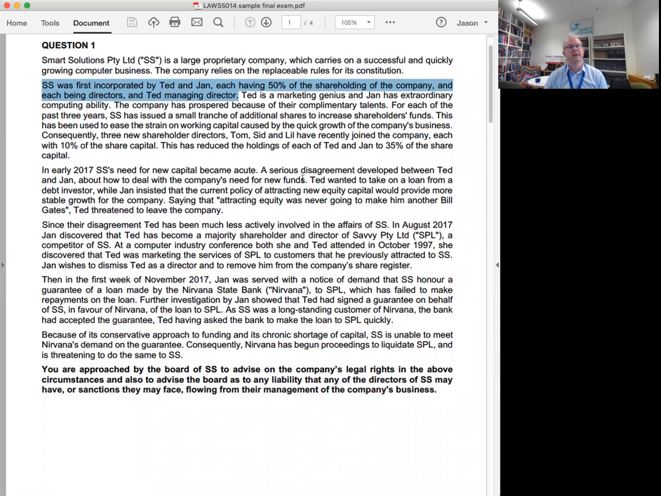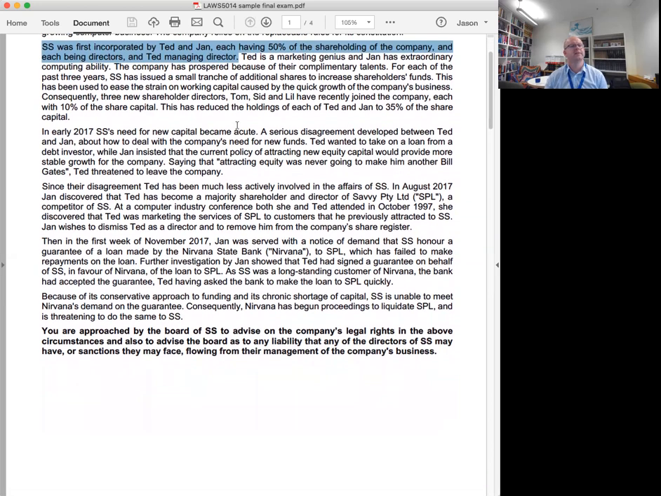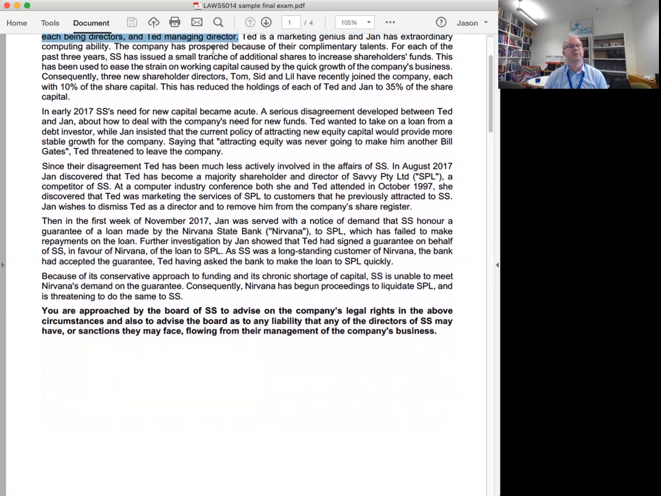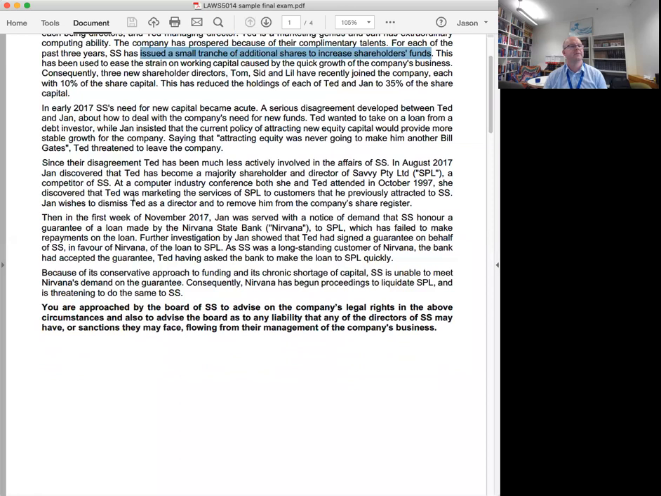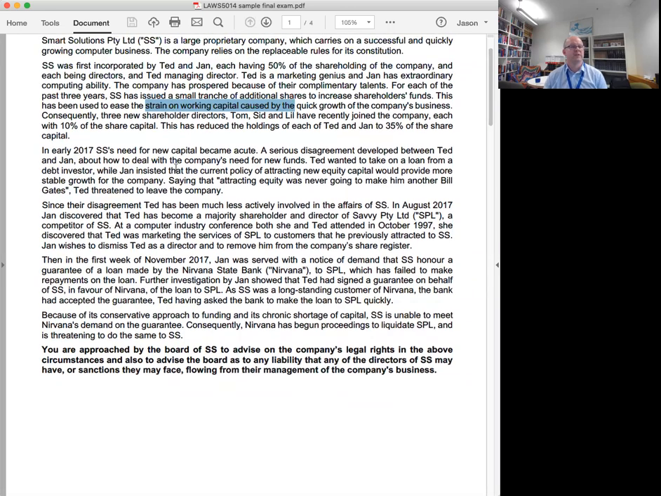All right, so Ted does marketing, Jan does computer stuff. Previously prosperous. For each of the last 3 years, issued a small amount of additional shares. Okay, so there are a few other shareholders, not just them, after a few years. East Australian working capital. So where you've got circumstances where there's a prolonged problem with working capital, is this going to be an insolvent trading question? Are we going to see more facts? Creditors aren't getting paid, perhaps.